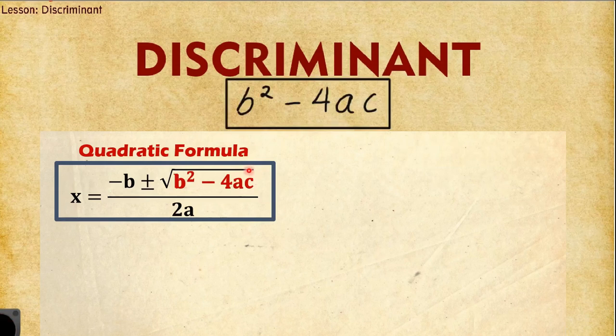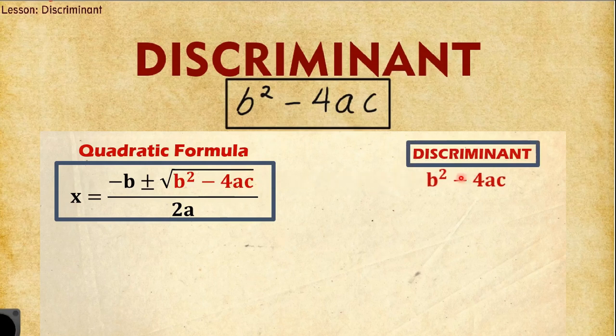So, the discriminant is the radicand in the quadratic formula. Review lang tayo. Ang quadratic formula ay x equals negative b plus or minus the square root of b squared minus 4ac, all over 2 times a. Okay? Kagaya ng sinabi ko, ang definition ng discriminant, yun yung nasa radicand ng quadratic formula. Ano ba yung radicand? Yung nasa loob ng radical symbol. So as you can see, yung b squared minus 4ac.